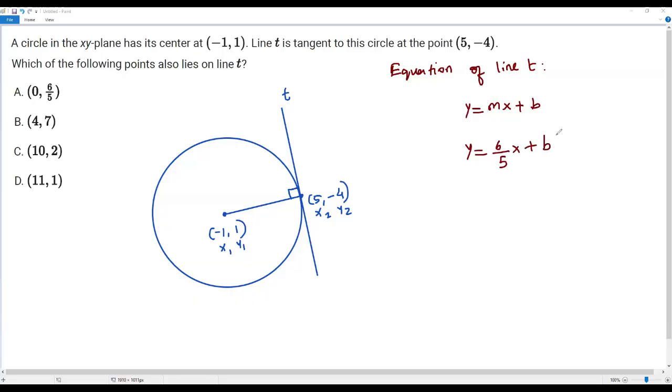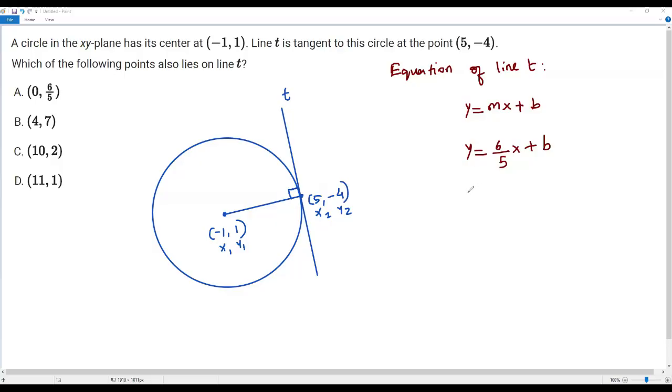Okay, so here still the equation is not complete because there is an unknown constant b, which represents the y coordinate of the y-intercept. Now to find the value of b, we have to plug in a point on the line T. We know that this point (5, -4) is on the line T. So we can plug in this x coordinate 5 for x and y coordinate -4 for y to get the value of b.